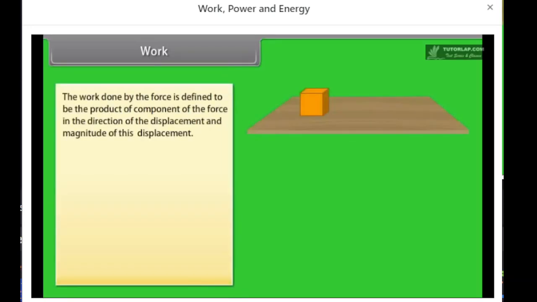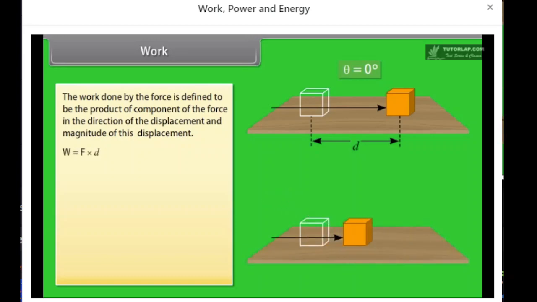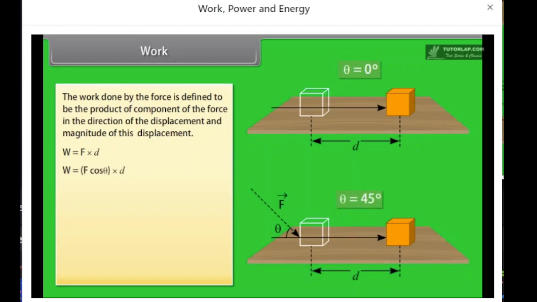Work. The work done by a force is defined to be the product of the component of the force in the direction of the displacement and the magnitude of this displacement. W is equal to F into d. W is equal to F cos theta into d.